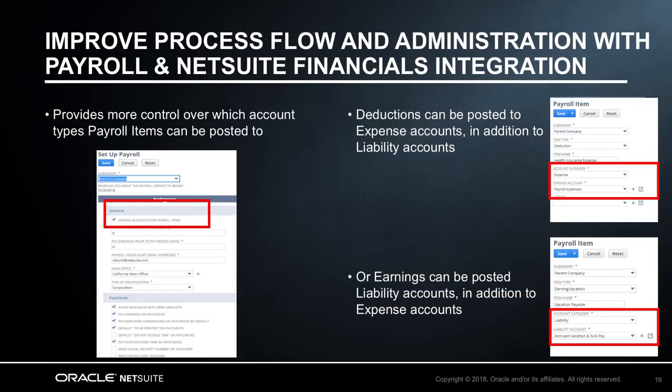In this release, we're giving payroll administrators more control over which account types payroll items can be posted to. This aids in better process flow, allowing deductions to be posted to expense accounts, in addition to liability accounts. Additionally, earnings can also be posted to liability accounts, in addition to expense accounts.